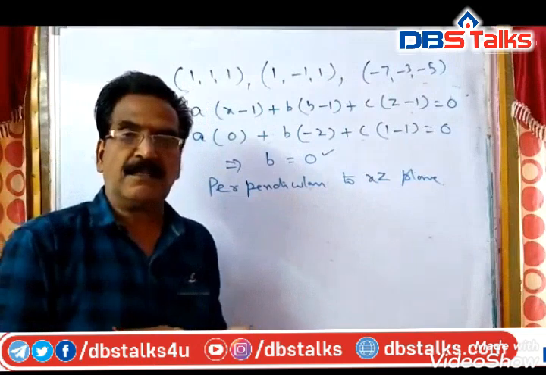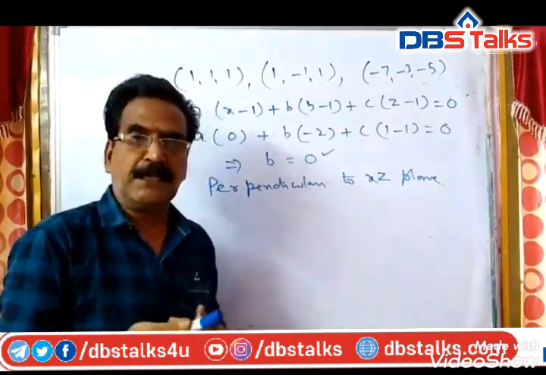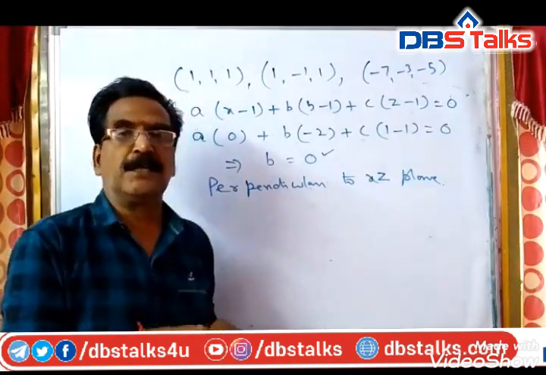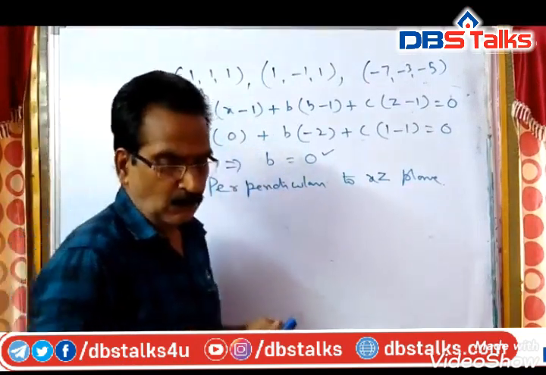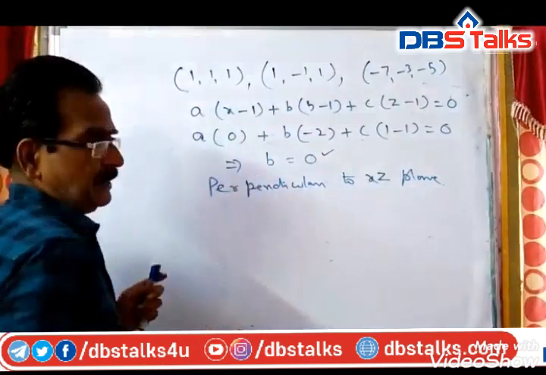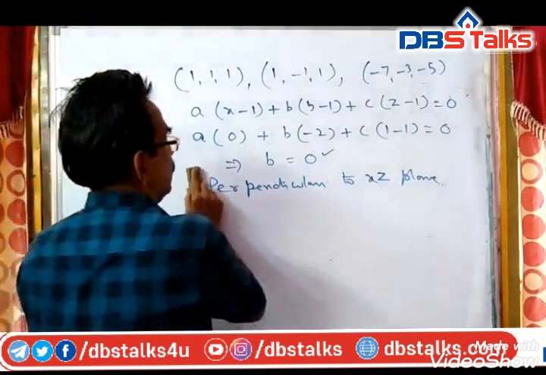If the x term is not there, the plane is perpendicular to the yz plane. If the z term is not there, it is perpendicular to the xy plane. So in this problem, the equation of this plane is perpendicular to the xz plane. Okay, friends?